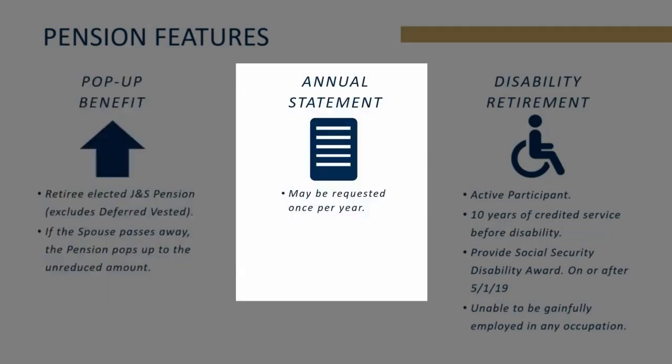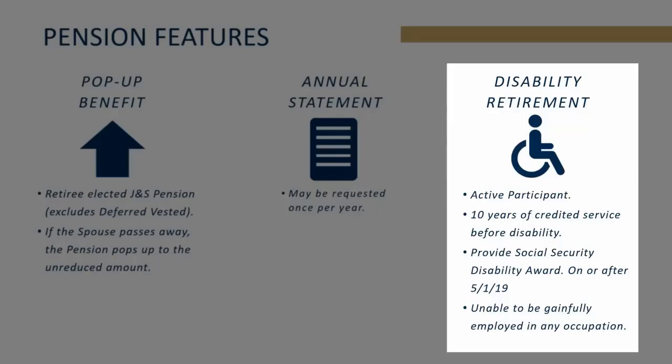Your annual pension statement is not something that's automatically mailed out from the fund office. You do have to request it once a year. Most participants will contact us around their birth date and ask for a new pension statement. So if you haven't done one or haven't received one in a while, now would be a good time to request it. You can request one once per year.